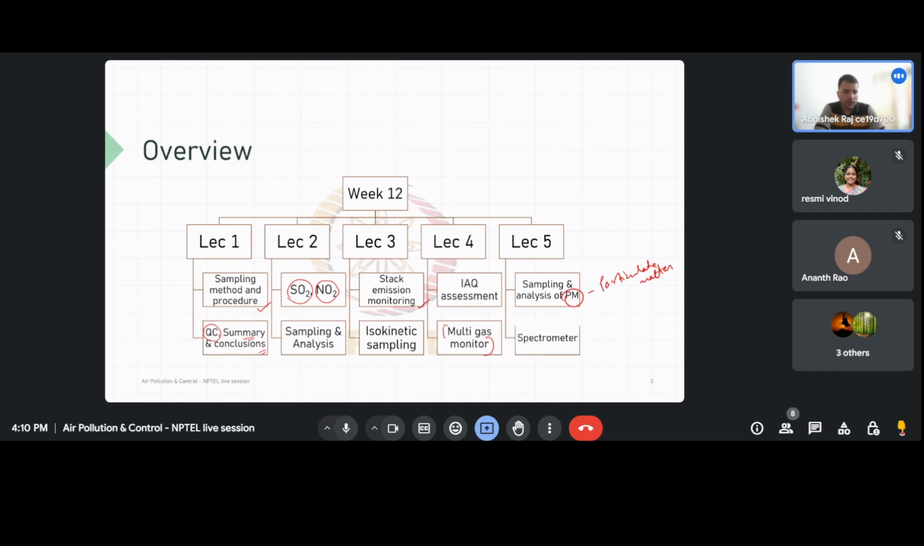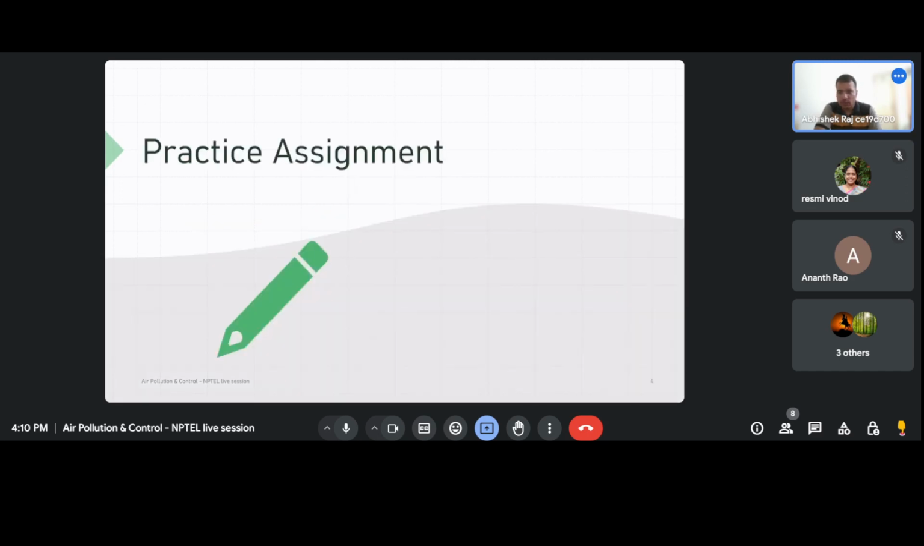And finally, it was lecture 5. It ended with the spectrometer, and how that is used for particulate matter. So we'll start with the practice assignment. 15 questions we'll have. I'll drop the polls. You can reply there.